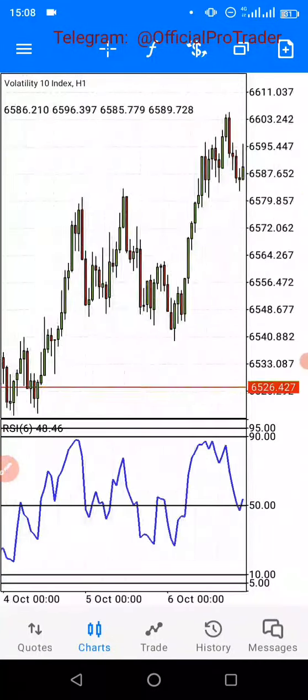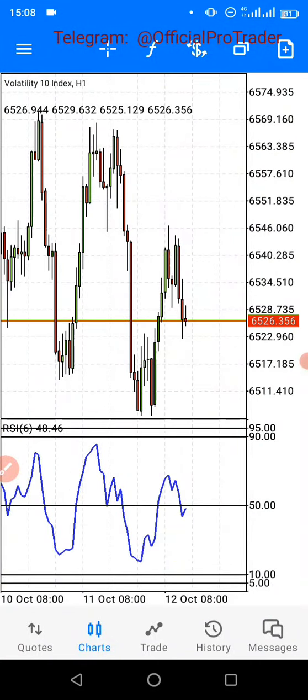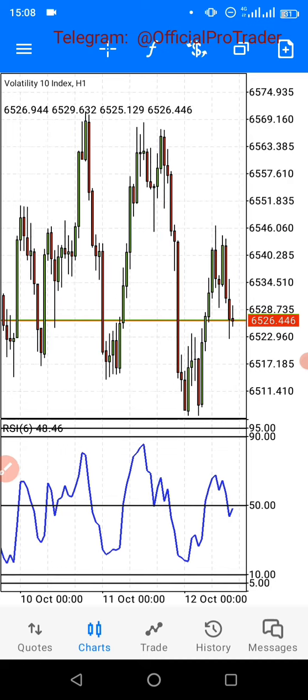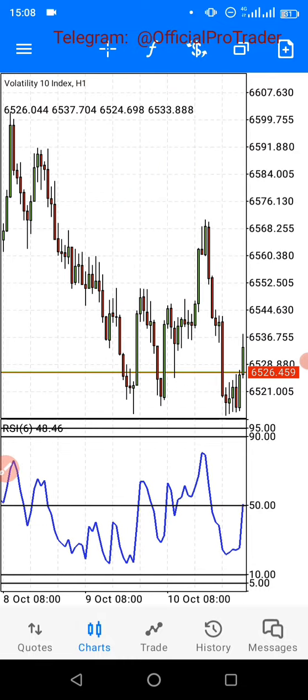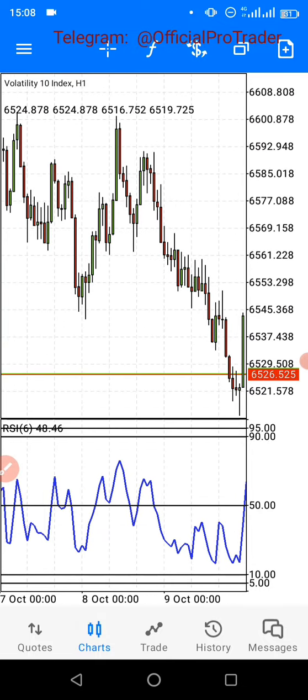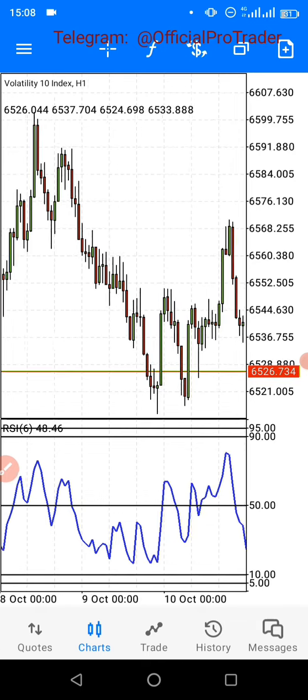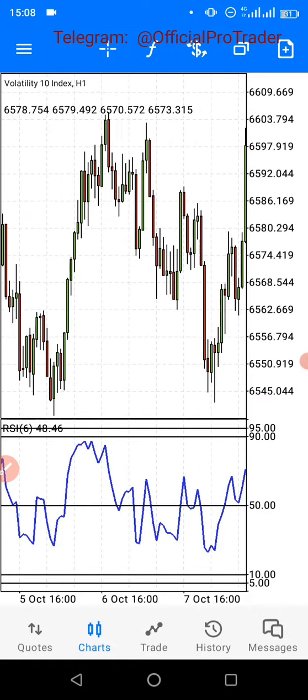Let me start from the beginning. Let's look for a regular divergence. Market makes a lower low. Indicator, on the other hand, creates a higher low. That is a regular bullish divergence.